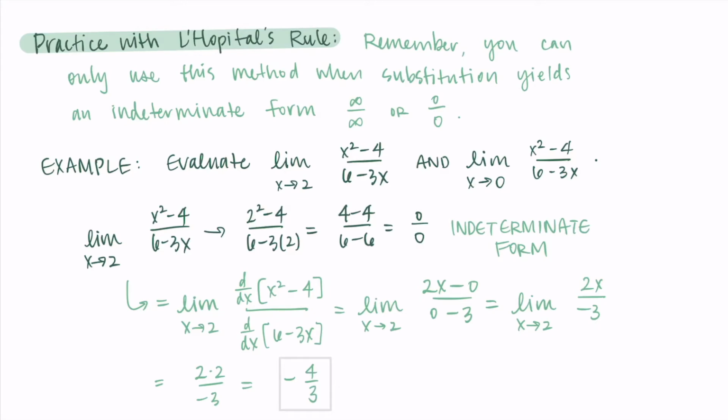So I substitute in the value, I got an indeterminate form. That let me know I could use L'Hopital's rule. I took the derivative of both the numerator and the denominator, and I evaluated the limit again. And when I did it, substitution worked after I took those derivatives with L'Hopital's rule, and I got negative 4/3 as my answer.